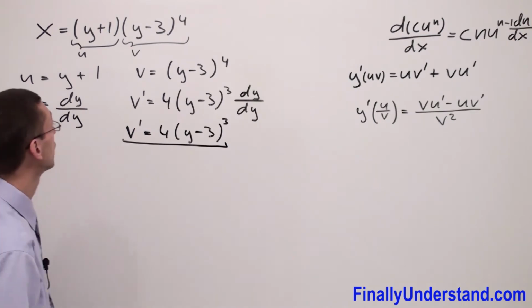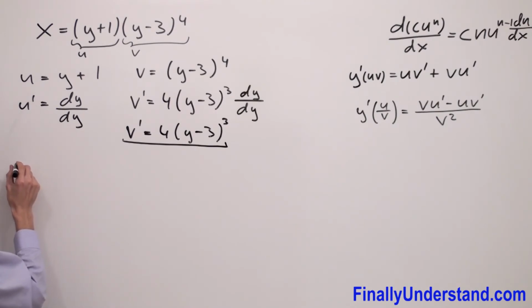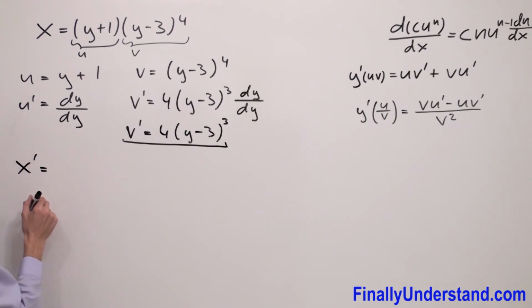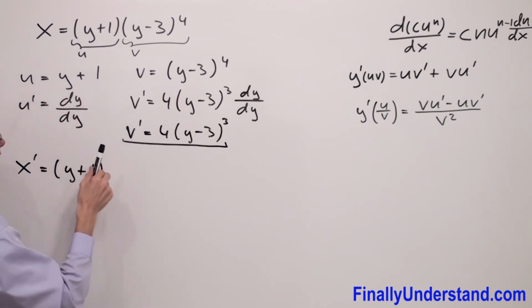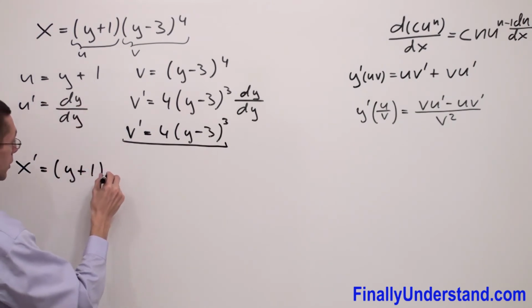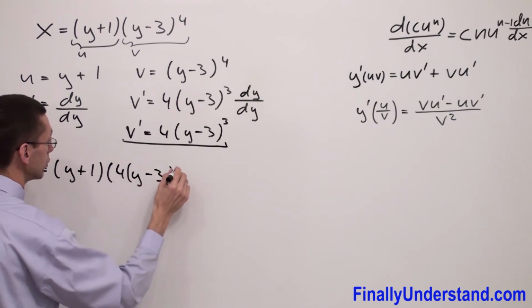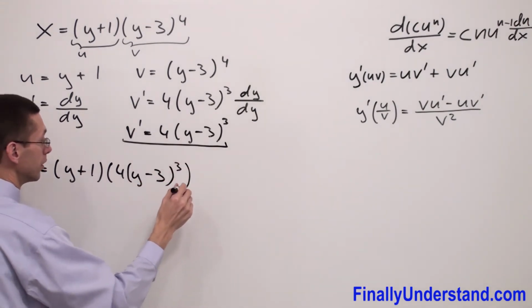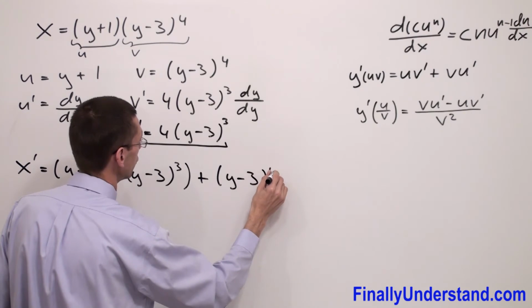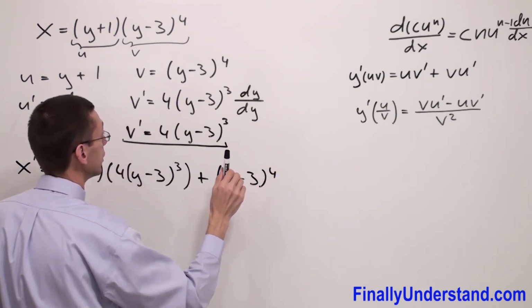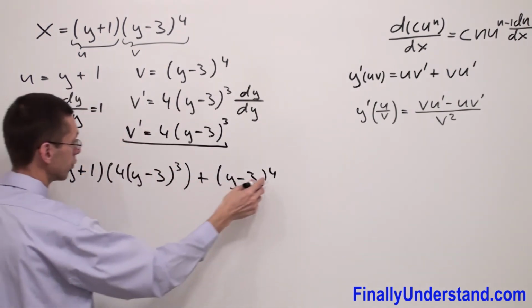So next I'm supposed to use the formula for the product. Okay, so what do we have? In this case, x prime is equal to u, y plus 1, this is my u, times v prime. My v prime is 4 times y minus 3 to the third power, plus v, y minus 3 to the fourth power, times u prime, dy over dy, which is equal simply to 1. I don't have to write it.